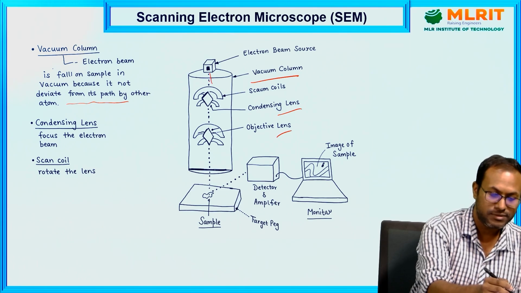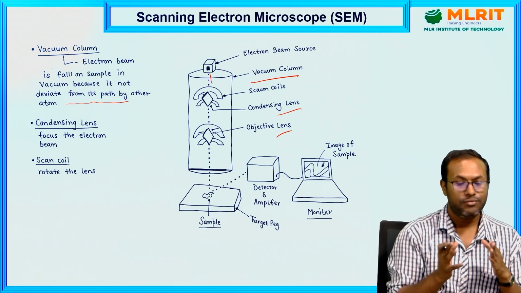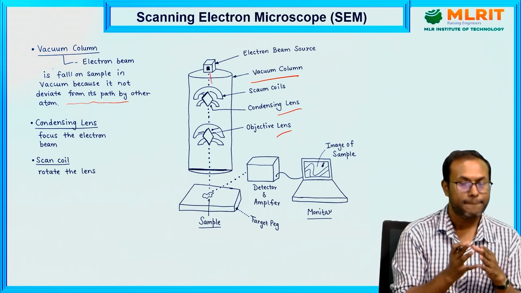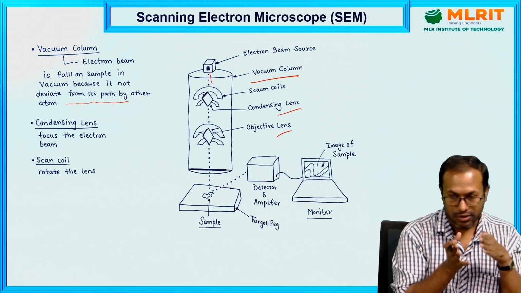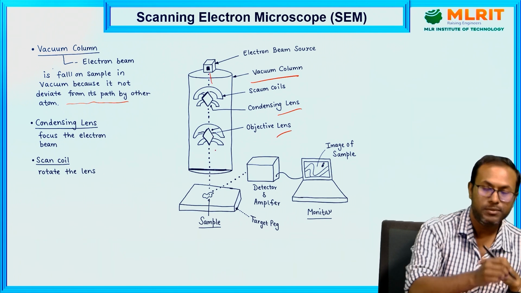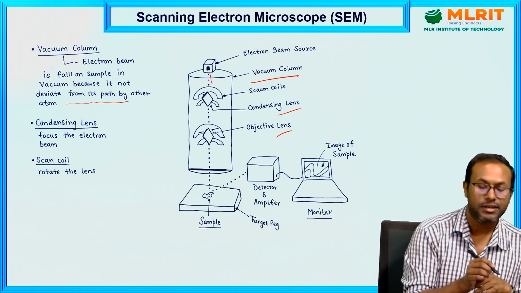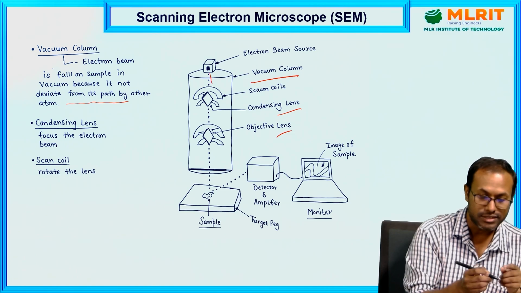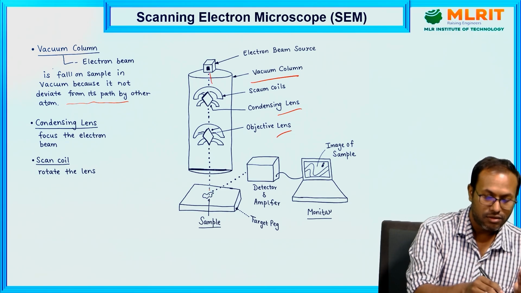The electron beams are coming and they fall on the condensing lens. What will the condensing lens do? It will basically focus the electron beams, okay, and they pass through the objective lens. And what is the objective lens? The objective lens is also focusing these electron beams onto the object, okay.